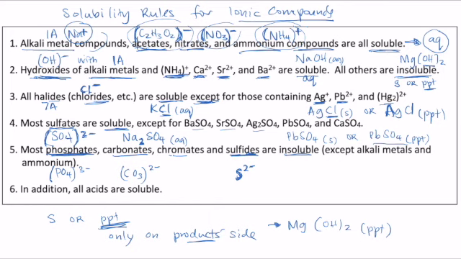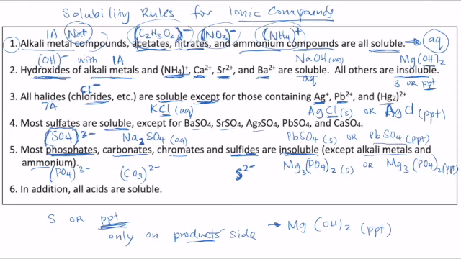So an example would be if you have Mg3(PO4)2, where this would be a 3 and a 2 subscript. These are insoluble, so this would be an S, or if this were on the product side, Mg3(PO4)2 PPT. But that is insoluble unless you have rule 1, which is an alkali metal or ammonium.